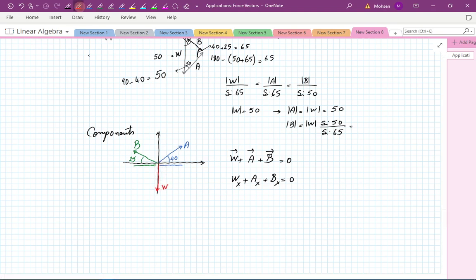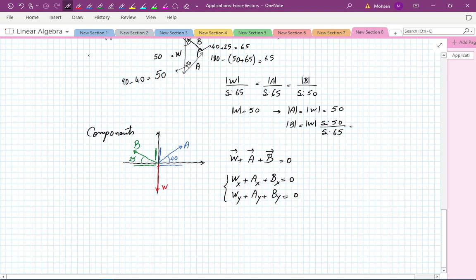The W doesn't have an x component because it's already vertical itself. So the blue and green, of course, have to cancel each other in the horizontal direction. How about the vertical direction? Well, we take the y component of A and the y component of B. The blue and the green one, the two of them should cancel the red, and then we are all set. So the other formula is that the y component of W, the y component of A, and the y component of B has to be 0.